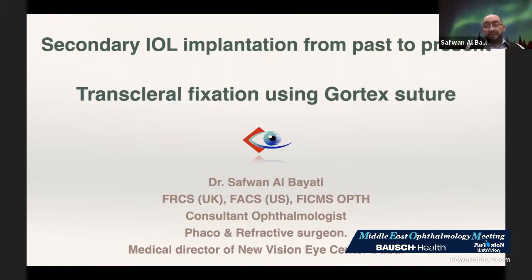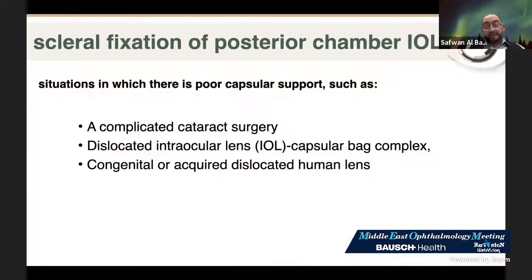Secondary IOL implantation, as we know and as has been discussed, is not a usual cataract surgery. It is a complicated cataract surgery where there is no support for the lens, in the sulcus or in the back. Dislocated intraocular lens, as has been discussed, with the capsular bag complex, congenital or acquired dislocated lens. This is the indication.